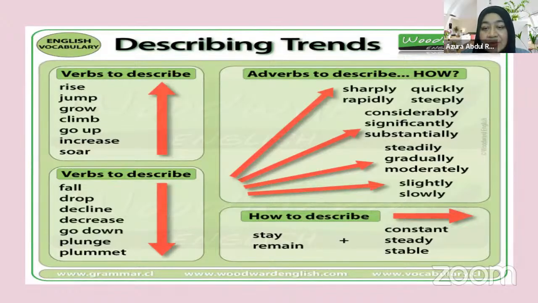Here, the adverbs to describe how, it's all here. So these are the verbs and these are the adverbs. Rise sharply, rise quickly. Jump considerably, jump significantly, etc. What else is there? Soar. I think soar will still stay the same. You don't say soar moderately, no. But you can say to decrease moderately, to go down moderately.